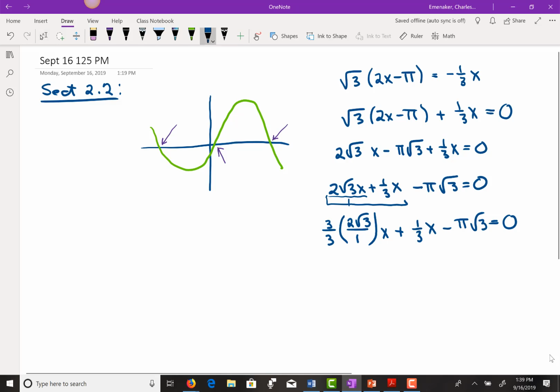Well, this first one is going to be 6 square root of 3 over 3 x plus 1/3 of x. And I'm going to move this pi square root of 3 to the other side because that's just a number, isn't it? It's just a number. Now, back in the good old days, if you had things like 2x plus 3x, you would take the coefficients, add them together, and then just write the x next to it, wouldn't you? Which would be 5x. Well, we're going to do the same thing here.